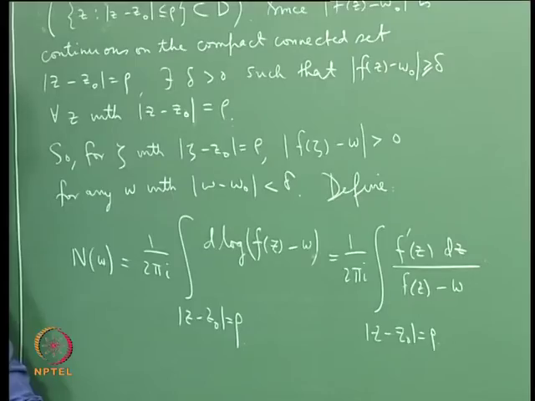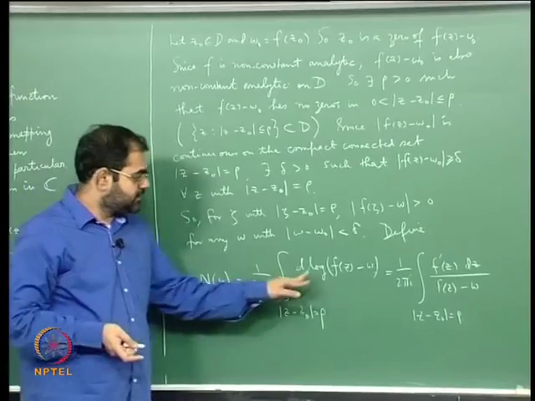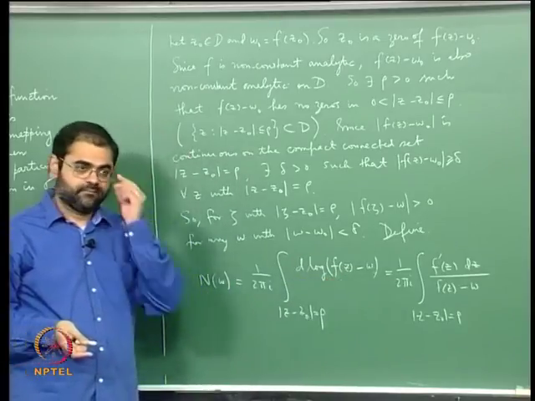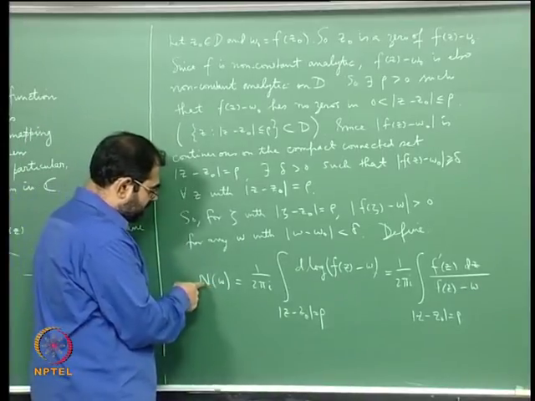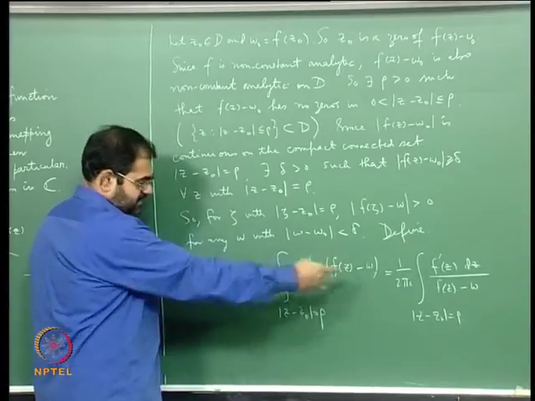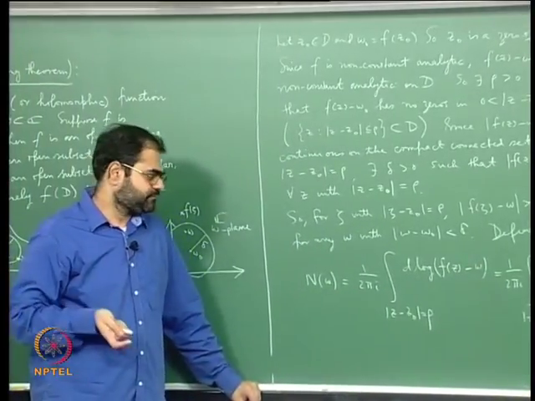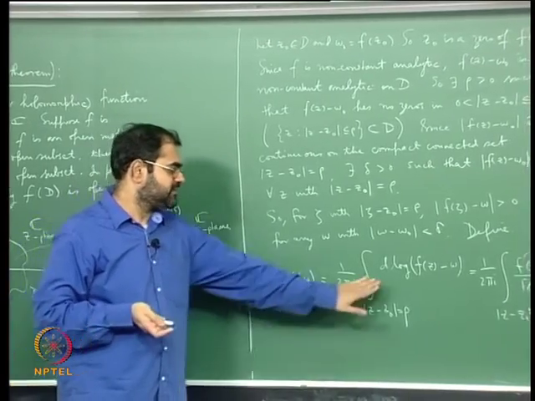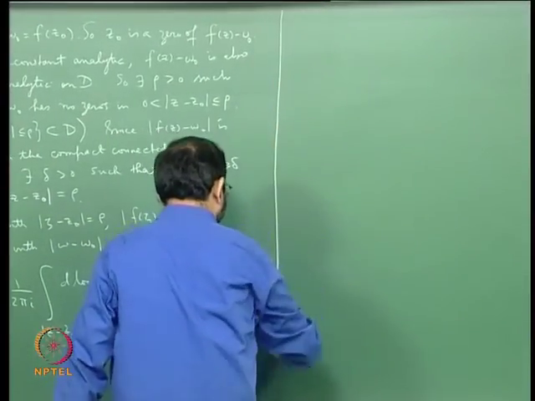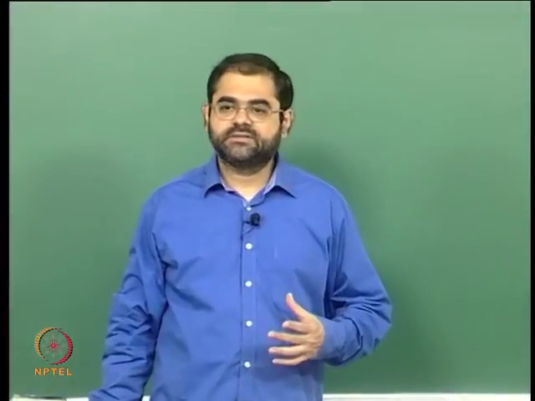Okay, the number of times a value w is taken by f(z) is the same as the number of zeros of f(z) − w. So you should think of this as the number of times the value w is taken. This is just an application of the argument principle, the counting principle, which is purely just the residue theorem, nothing more than that. But the beauty of this is that you have a nice formula for the number of times an analytic function takes a value.